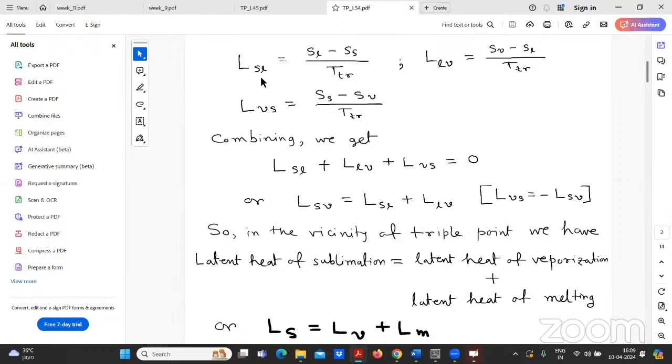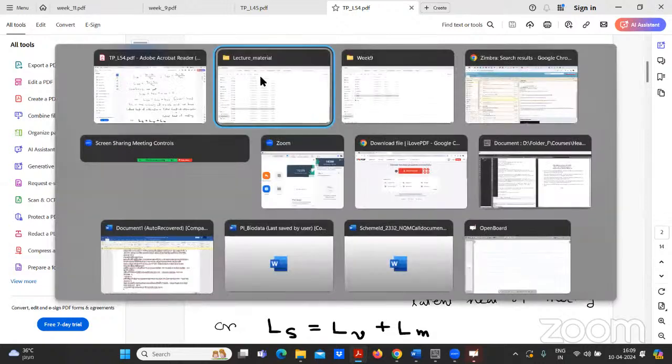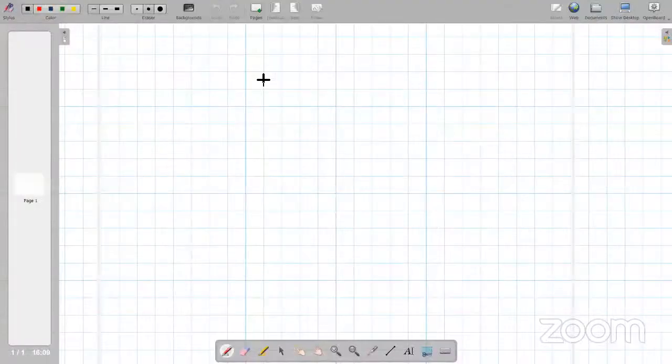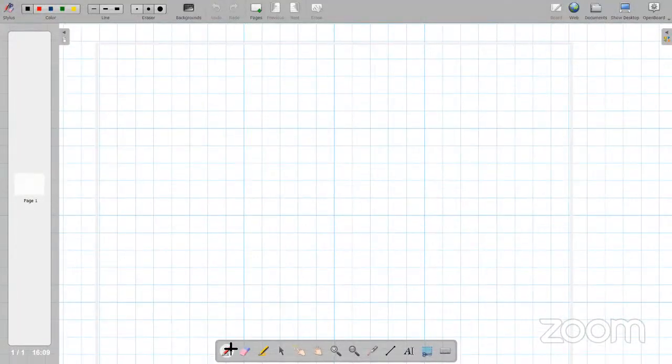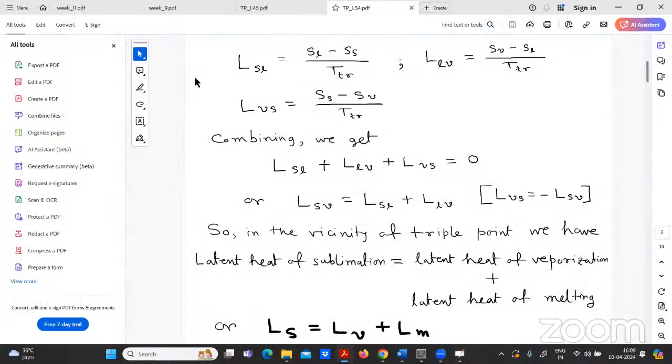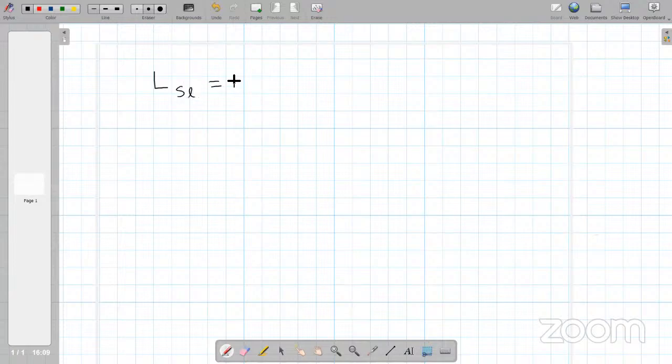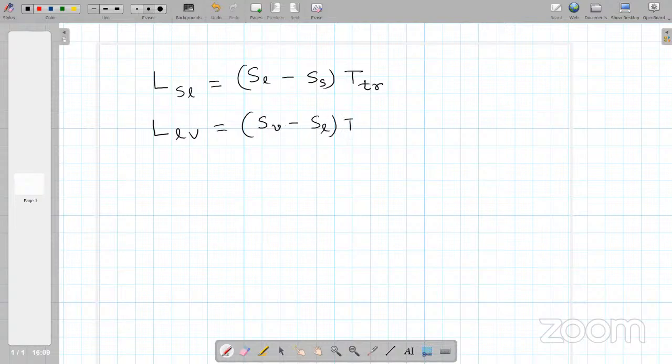So the correct relations would be, I'll just write them. The latent heat of solid to liquid will be equal to (S liquid minus S solid) multiplied by T_R. Similarly, the latent heat of liquid to vapor will be (S vapor minus S liquid) times T_R, and the last one, vapor to solid, will be (S solid minus S vapor) times T_R.